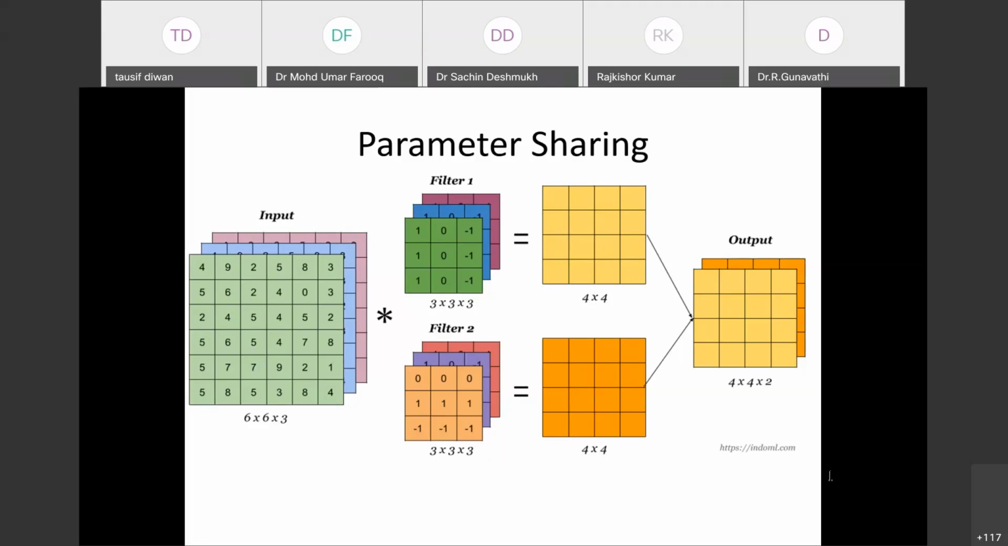Okay, I am repeating this once again. See, depth of the input is 3. So depth of the filter will also be 3. Depth of the input is equal to depth of the filter.